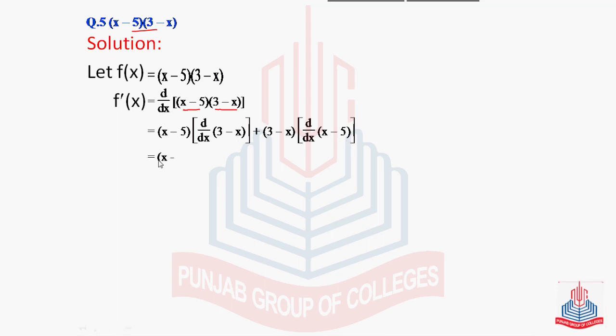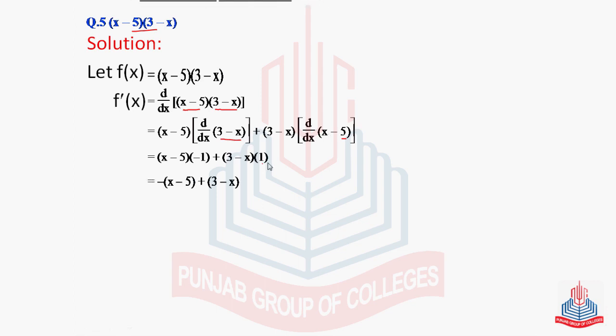So x minus 5 will be as it is, applying derivative on 3 minus x, derivative of 3 will be 0 and derivative of x will be 1. This minus will be as it is, so we have minus 1 as the derivative of this 3 minus x, plus (3 minus x) as it is, and derivative will apply on x minus 5. 5 is the constant term, derivative will become 0. We have derivative of x, which is 1.